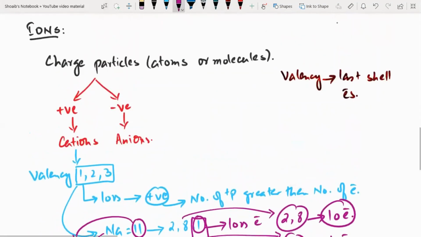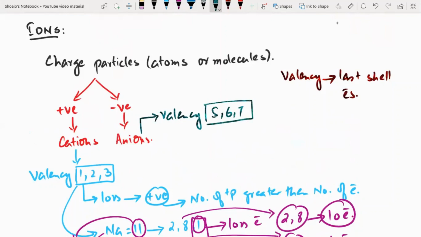So for the anions, if the valency is 5, 6, and 7. Valency means the last shell electrons. So if the last shell electrons are 5, 6, and 7, what are they going to do? They will gain the electrons.